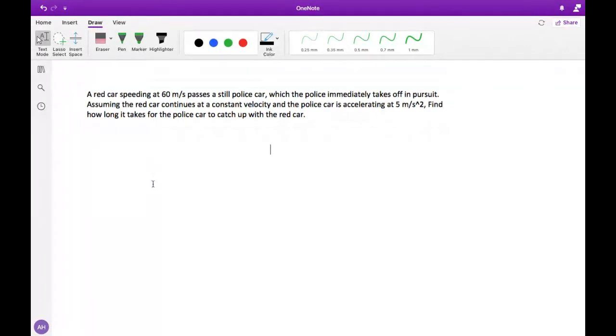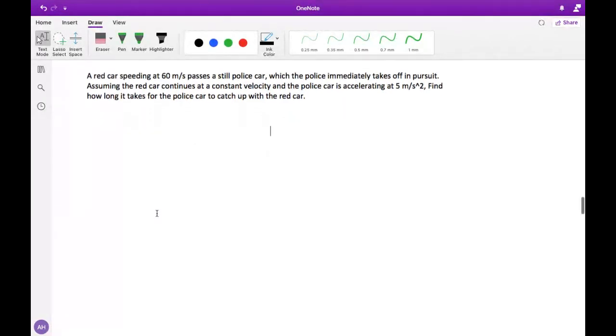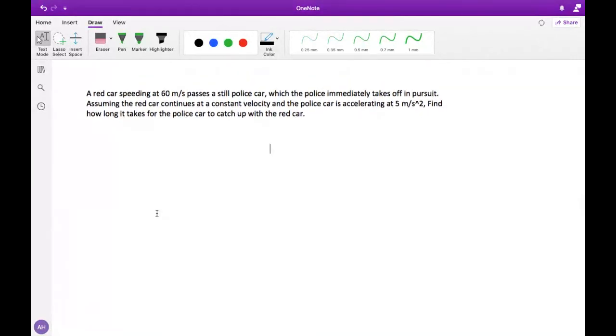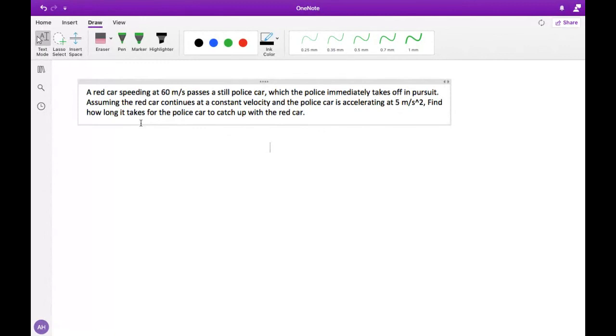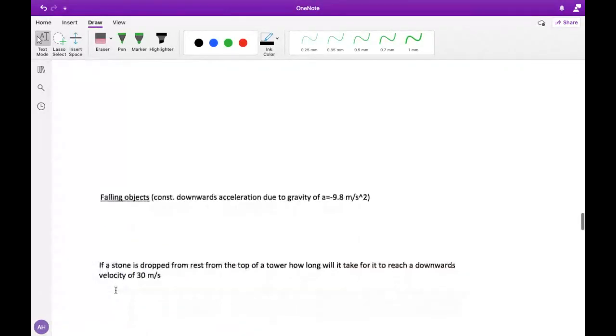So for this problem, we have basically two different objects that are moving at a constant acceleration. So you're going to have two sets of equations, one for the red car, one for the police car, and then from there you'll have to combine them a certain way to solve for how long it takes. But I'm not going to do that problem now because it's going to take a little time.